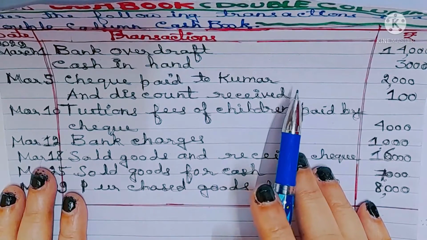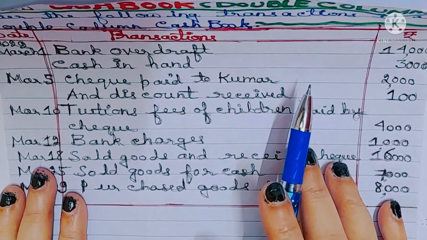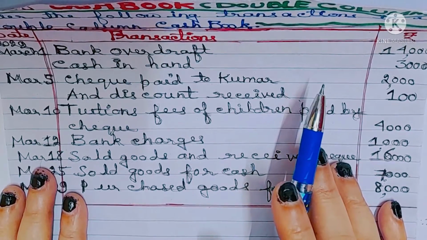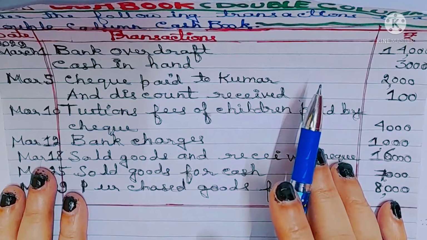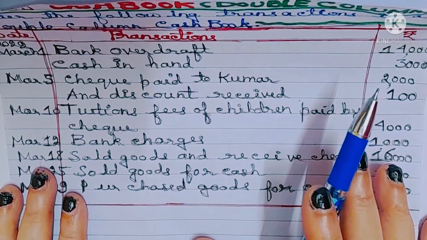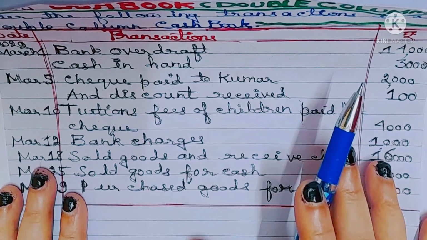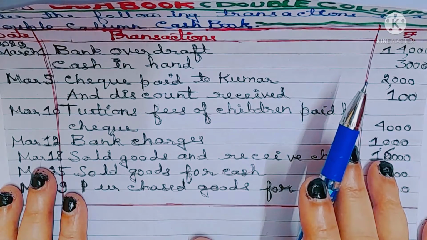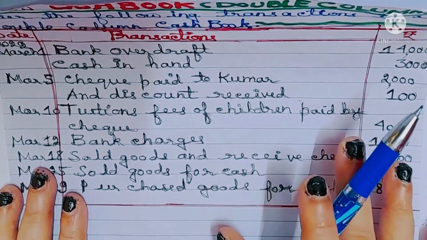So what is the position of bank account? Always remember, since we are preparing a double column cash book, we'll have to look at the position of the cash account and the bank account. We don't need to look at anyone else's account. We always have to look at the position of the cash account and the bank account, not Kumar's position. Why?